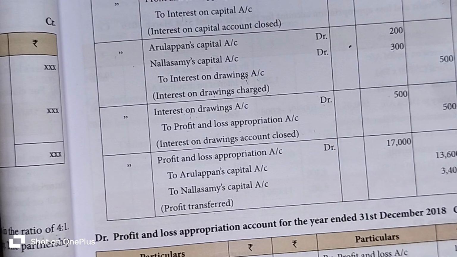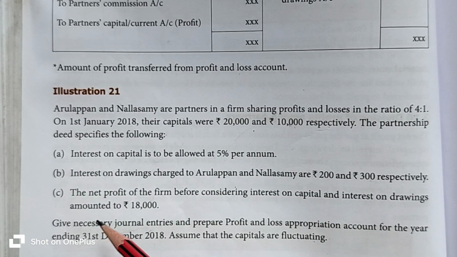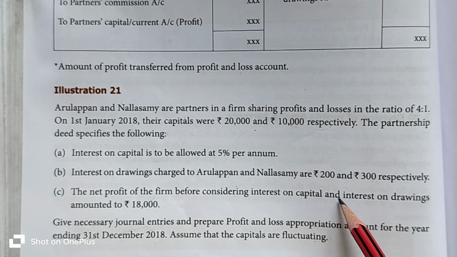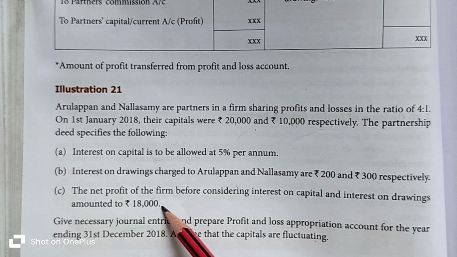Next one, the net profit of the firm before considering the interest on capital and interest on drawings is 18,000 rupees.